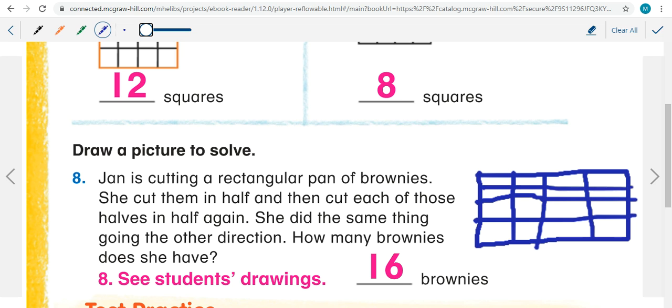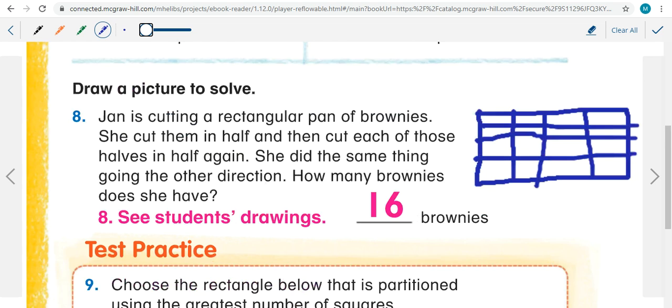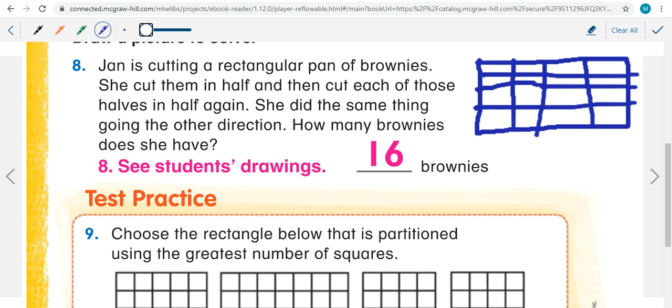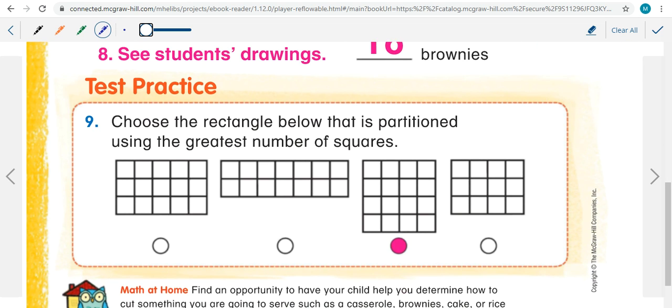She needs to have 16 brownies. She divided into 16 pieces. Okay? Number 9. Choose a rectangle below that is partitioned using the greatest number of squares. The answer is the third one. You just need to count the rectangle that has more squares. The answer is the third.